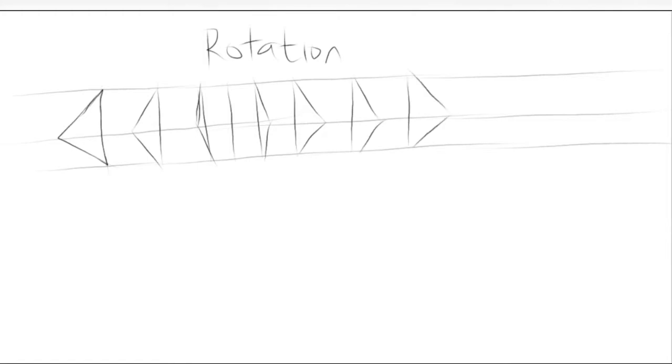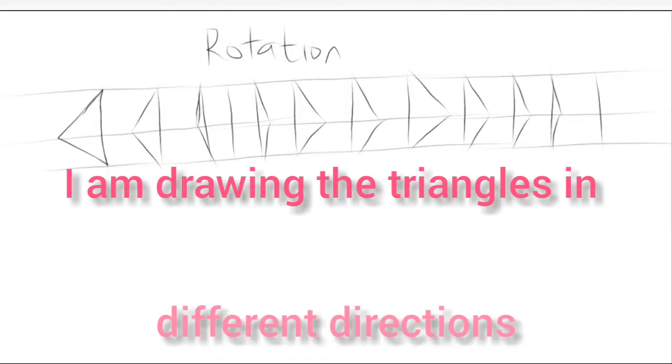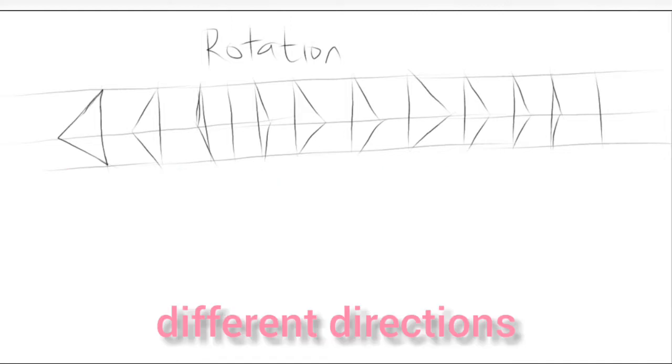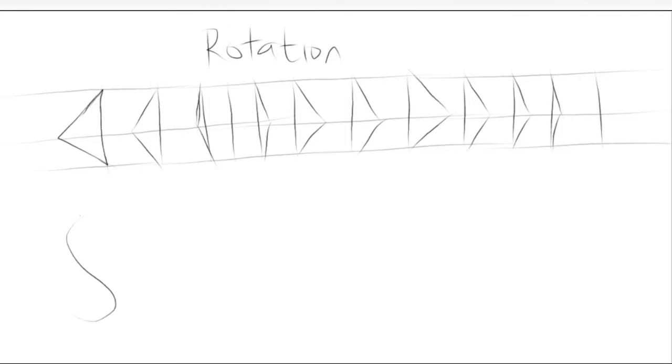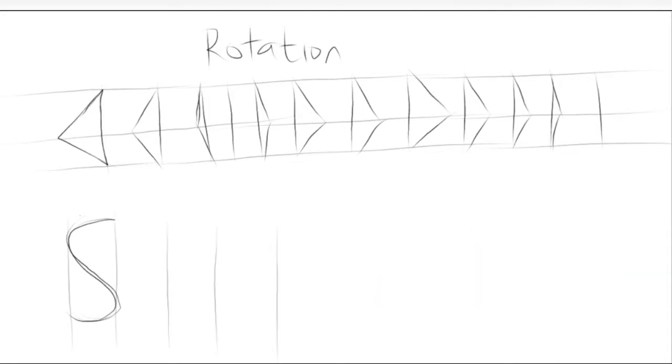Here's another video. This one is going to be about shapes and form, triangles, and I want to show you how to use shapes to create your forms, and I want you to practice this every day. I'm drawing the triangles in different directions, which means I'm rotating the triangles about an axis. For example, you see I'll be rotating it, it somehow starts to shrink after a while.